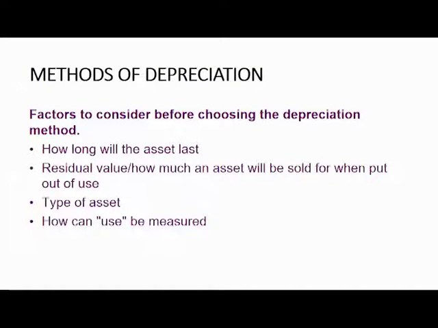Number one is how long will the asset last? Number two, we look at how much an asset will be sold for when we are to put it on sale, for example. And also number three, we also look at the type of assets. And number four, we also look at how use can be measured. Okay, these are the factors.